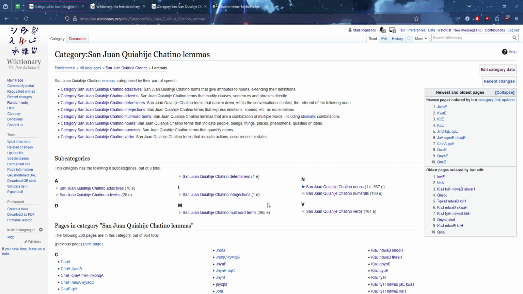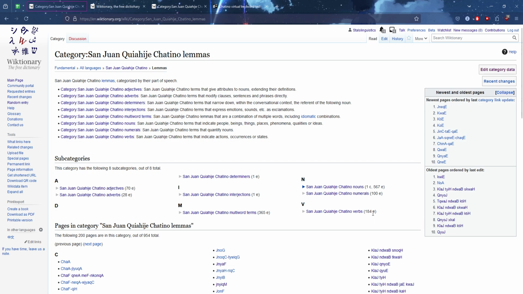The most popular or the biggest pool of data that we have right now for this online dictionary is in the noun section. You'll see these numbers right here actually hold significance. There are 567 nouns currently uploaded into the online dictionary for the SJQ Chatino language. There are 100 numerals, so 1 through 100, and there are 184 verbs. This was actually done by an individual named Aryaman. I can't remember his last name. I'm so sorry, forgive me.